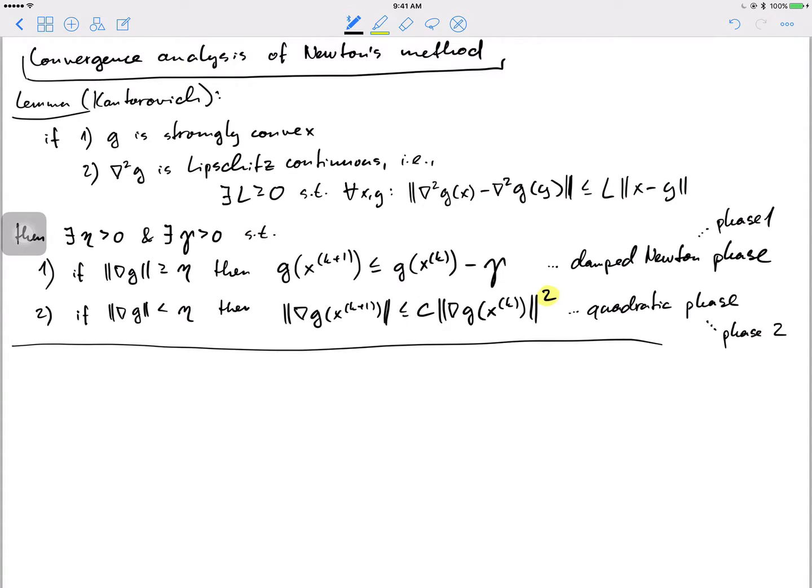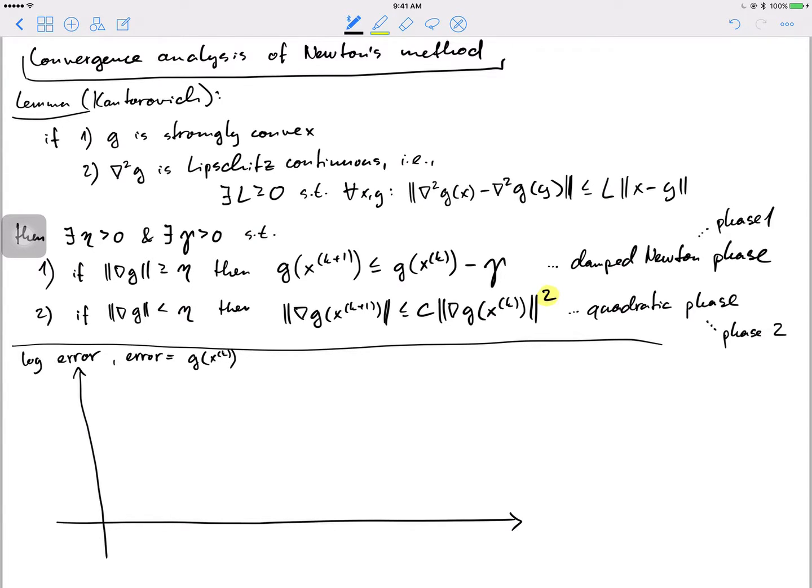Okay, but what I want to show you is what this actually means in practice? Because this is not just a theoretical result. This has very significant practical implications. If you look at a typical error plot, convergence plot of Newton's method, okay, so here on the y-axis I will plot the error, actually the logarithm of the error, okay, so log error, where the error is measured simply as the value I currently have at my g(x_k), minus, you know what, let me do this on another page because I'm short on space here.